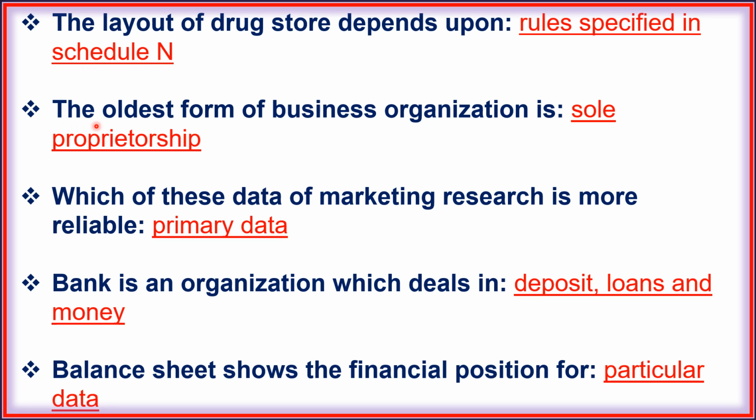Next, the oldest form of business organization is sole proprietorship. Next, which of these data of marketing research is more reliable? Primary data. Next, bank is an organization which deals in deposit, loans and money. Next, balance sheet shows the financial position for particular date.